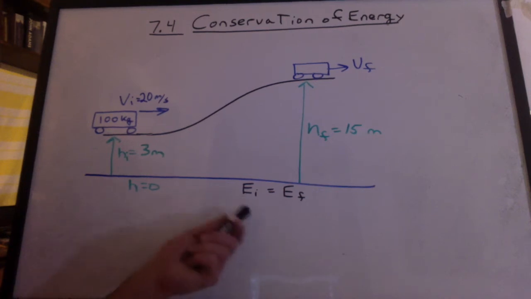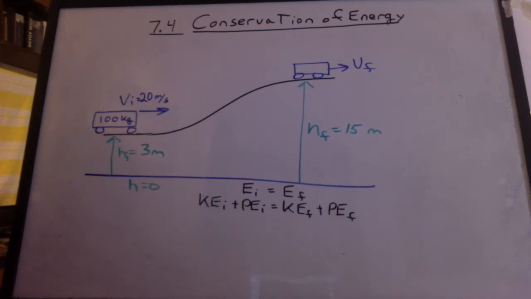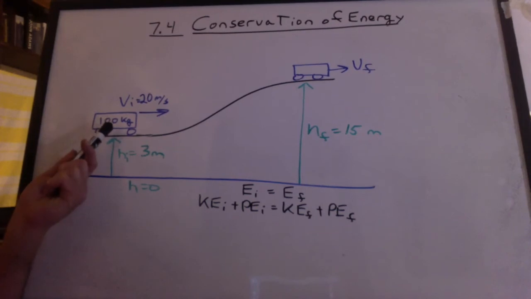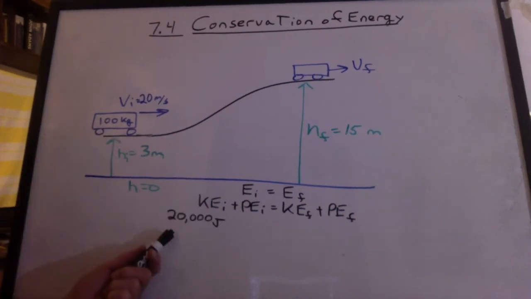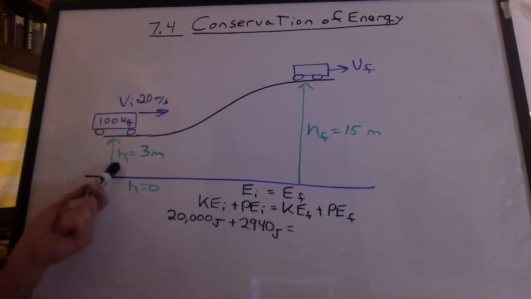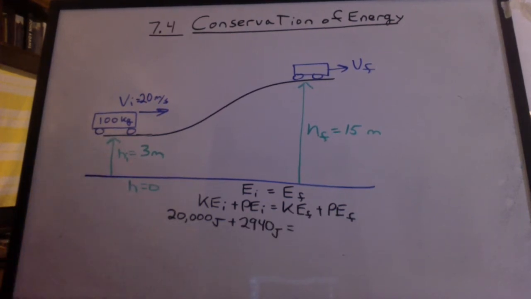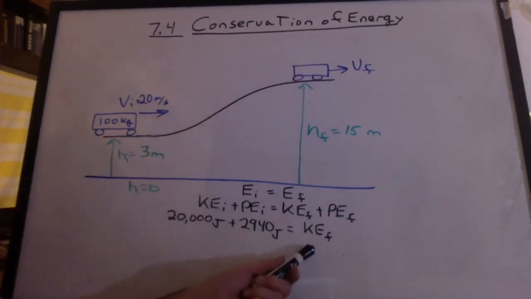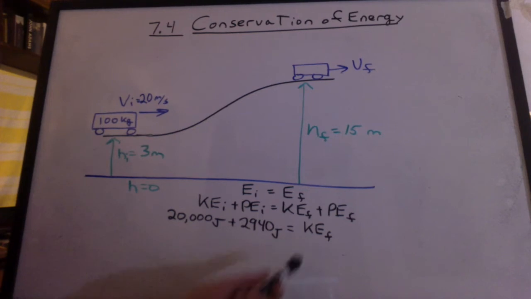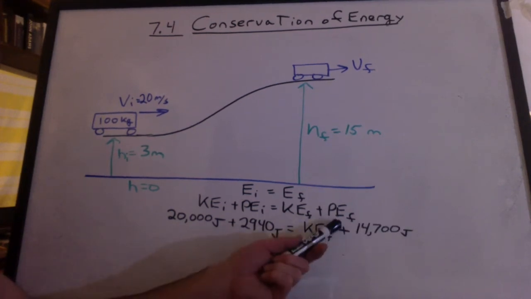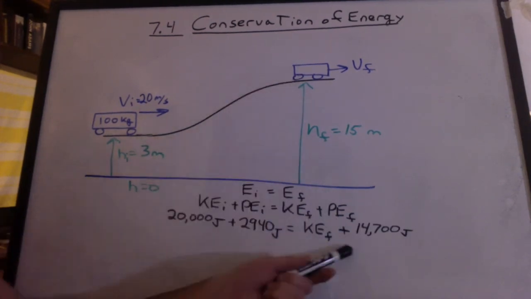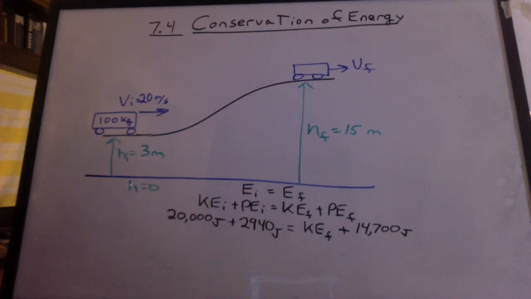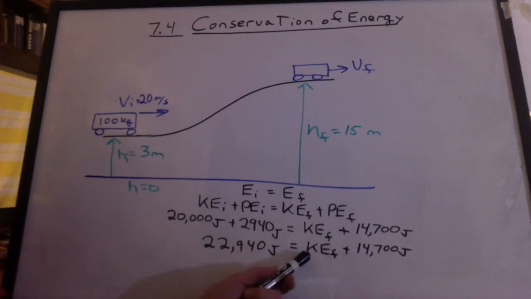You should always start your problems off by writing this. Now let's fill in the energies where we can. Looks like we've got kinetic energy. 1/2 mv squared gives us 20,000 joules. mgh initial gives us 2,940 joules. We don't know the velocity, so we can't calculate the kinetic energy final just yet, but we can calculate the potential energy final from mgh. We get 14,700 joules, and that is exactly how much we'll have at the end.